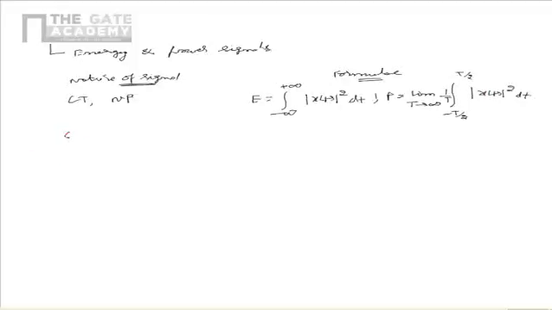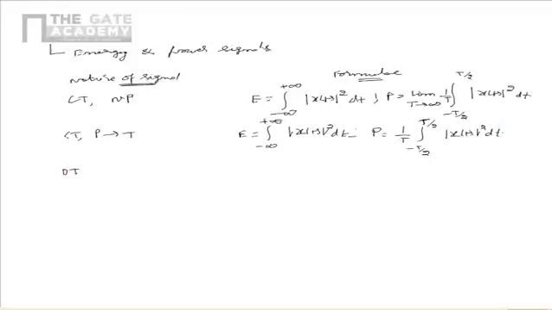Now let us take a continuous time signal which is periodic with period capital T. In this case, energy of the signal E is given as integral minus infinity to plus infinity mod of x of t whole square dt, and power of the signal is given as 1 by T integral minus T by 2 to plus T by 2 mod of x of t whole square dt.